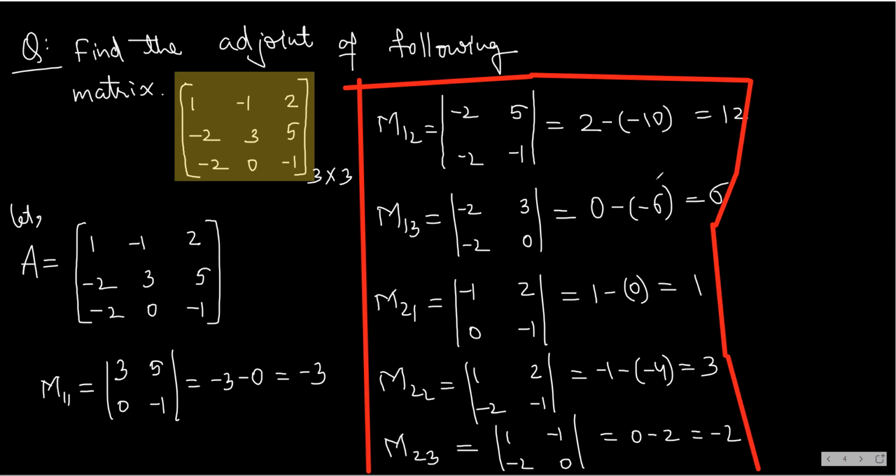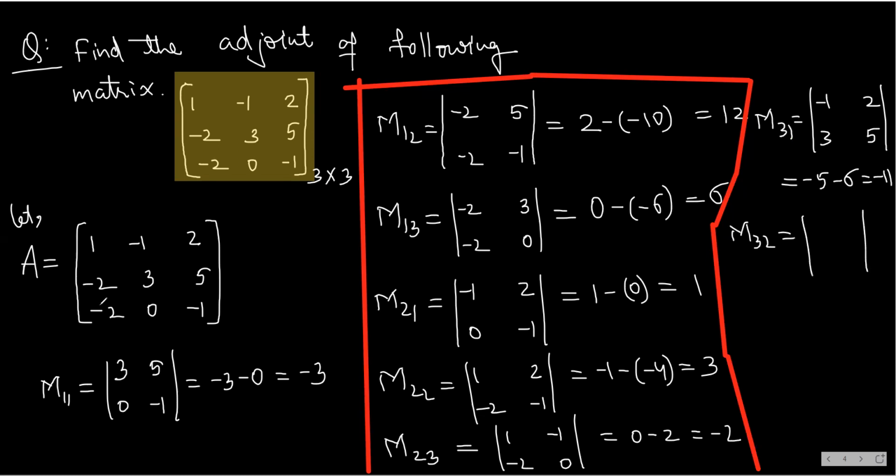After m23, you go for m31. So see, m31, you will have the determinant. You ignore this row and this column. So you have negative 1, 2, 3, 5, which is negative 5 minus 6, which is minus 11. Then you have m32.